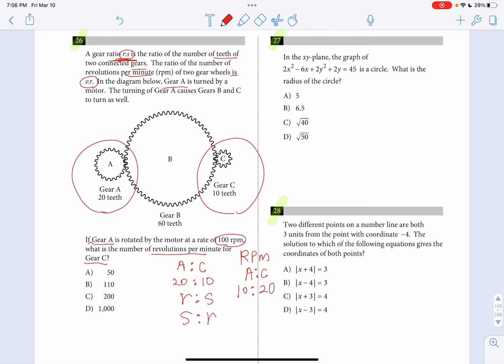That's what they said. And then they gave you the actual RPM for gear A as 100. So then the RPM for gear C will be 200. That's what I do.